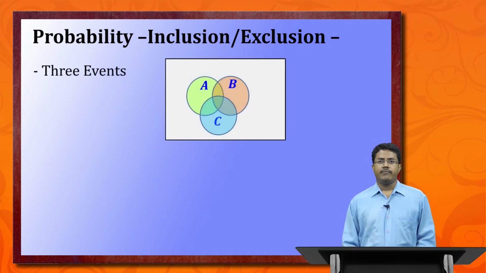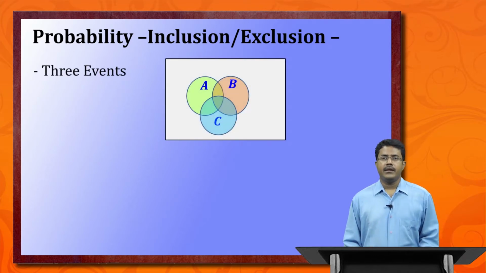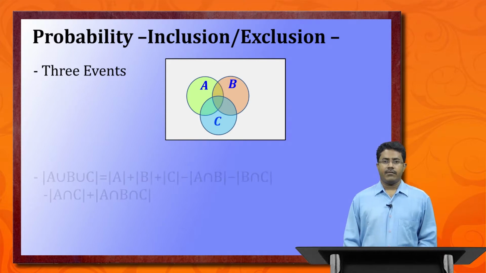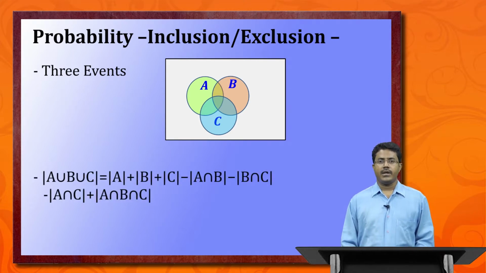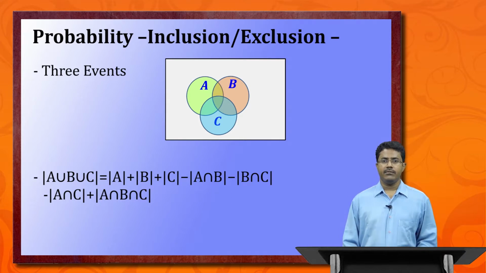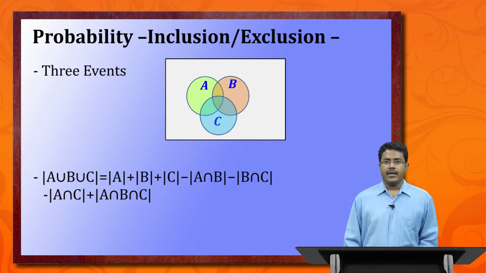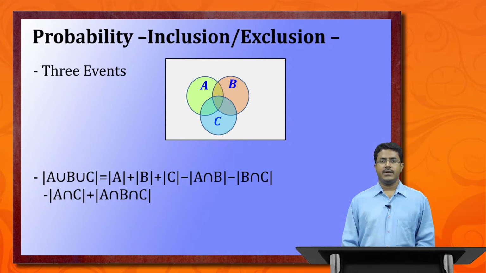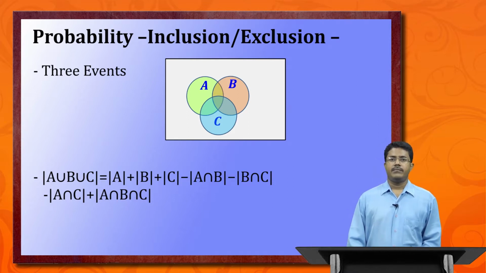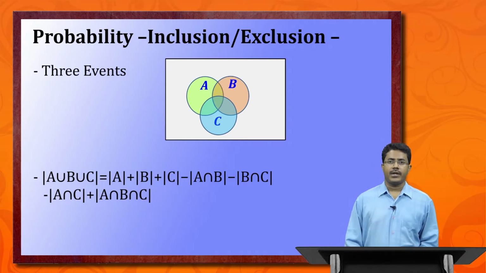And for three events A, B, C that have some intersection, we can use the formula: A union B union C equals A plus B plus C minus A intersection B minus B intersection C minus A intersection C plus A intersection B intersection C. We have to add A intersection B intersection C because in subtracting A intersection B, B intersection C and A intersection C, we have subtracted the center portion of the picture twice. That way we have to add one more time.